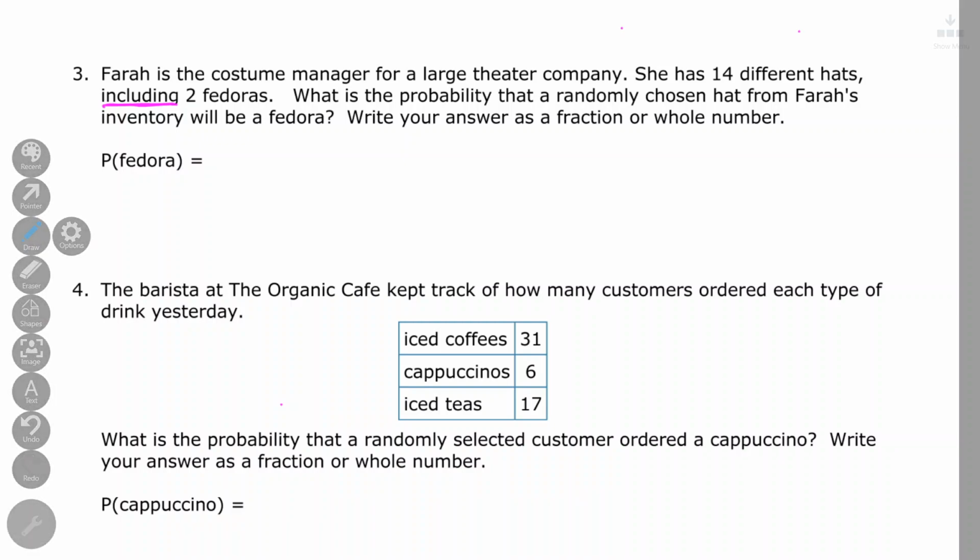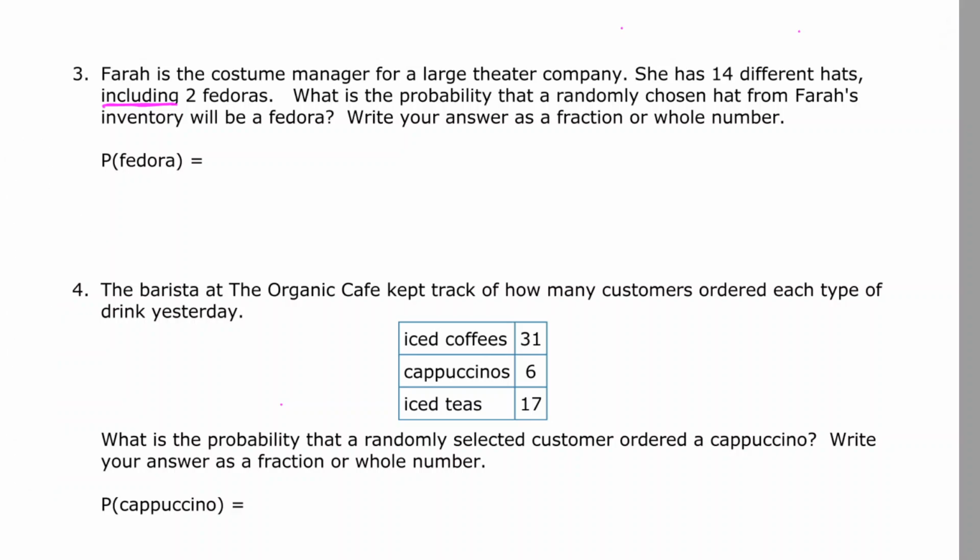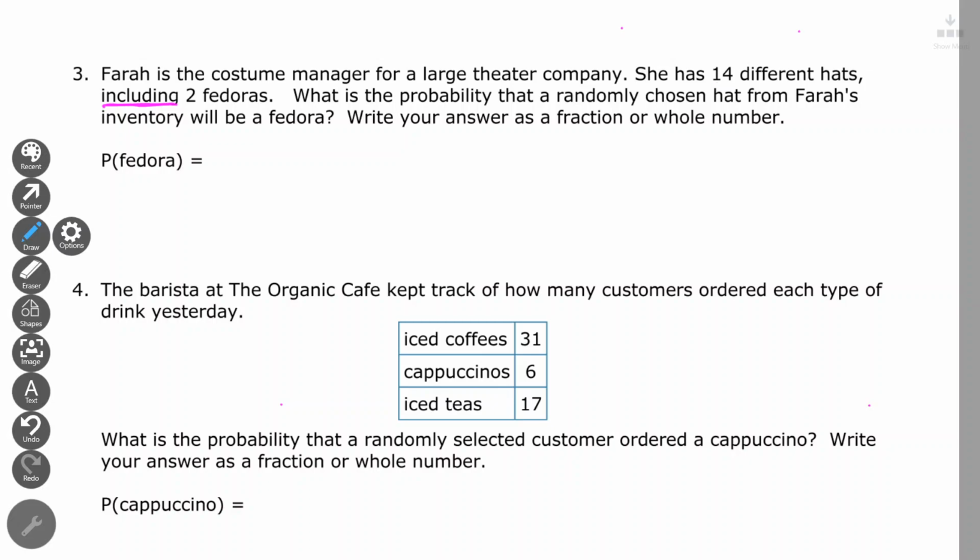So they're wanting to know what is the probability that if you randomly choose a hat, you will get a fedora. All right, so we know that she has 14 different hats, including 2 fedoras. So we need to know the probability of choosing a fedora, which is the number of fedoras over the total number.